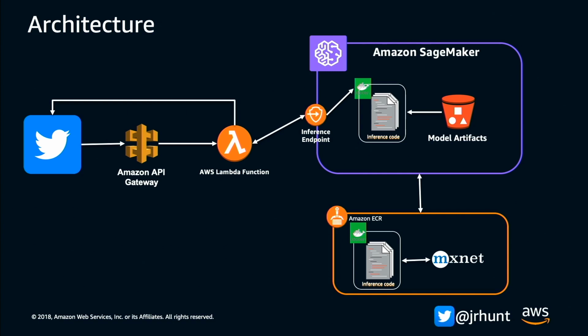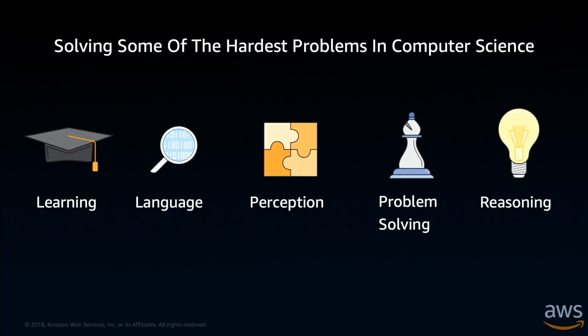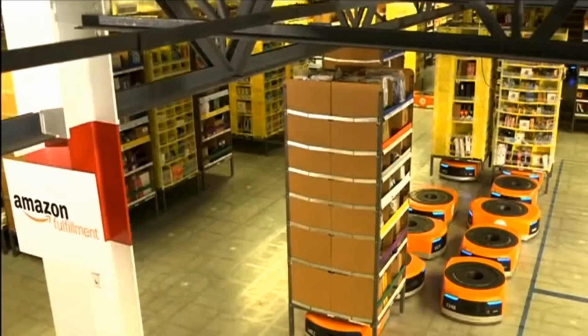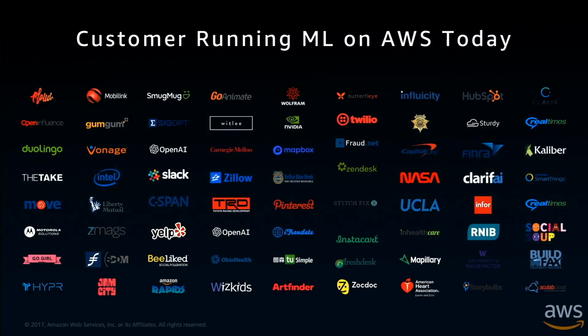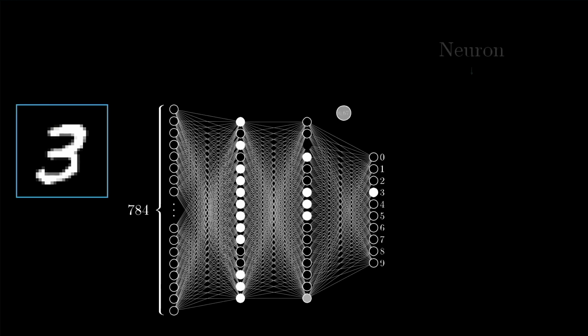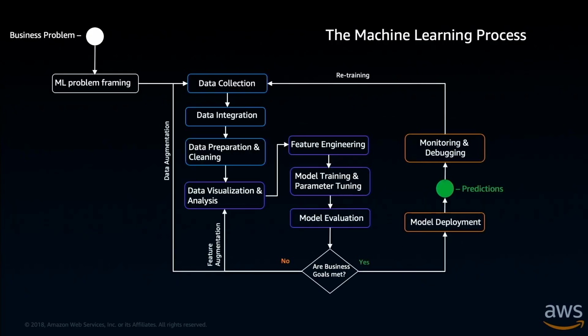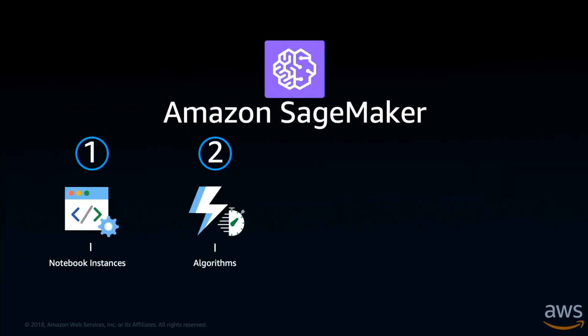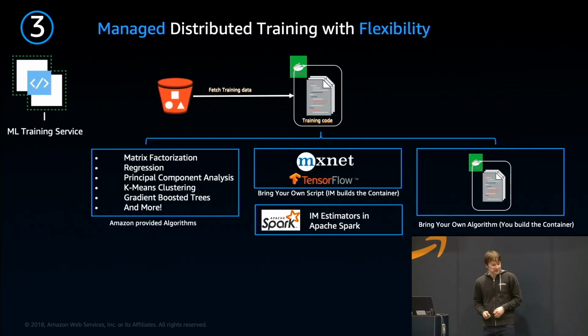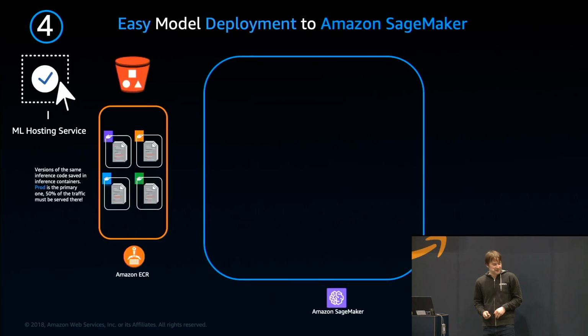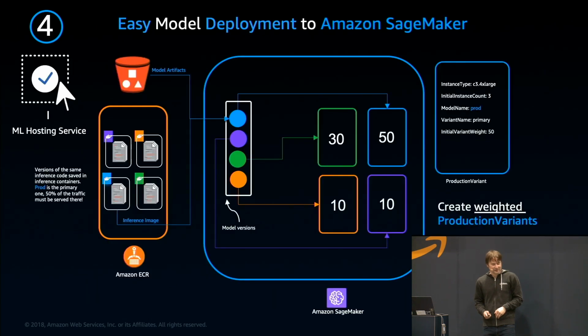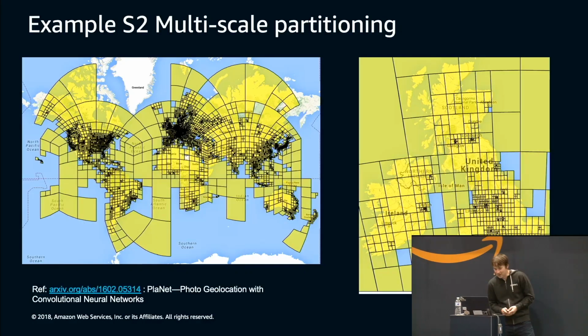So the architecture for this is we use Twitter's account activity API, talking to an Amazon API gateway, talking to an AWS Lambda function, which is going and talking out to a SageMaker endpoint. So I'm going to show you what all of that looks like by skipping a lot of videos and a lot of slides. Maybe I should just... OK, there we go.